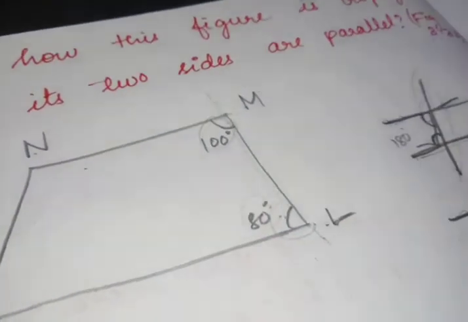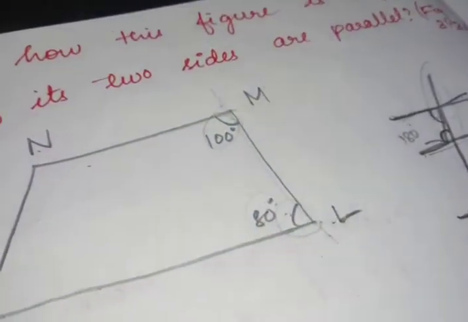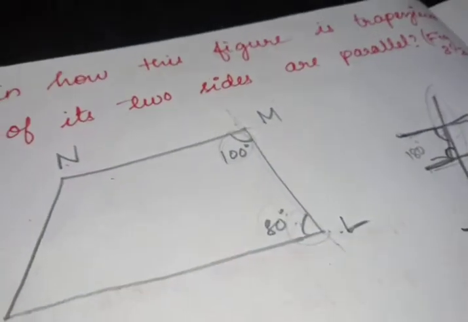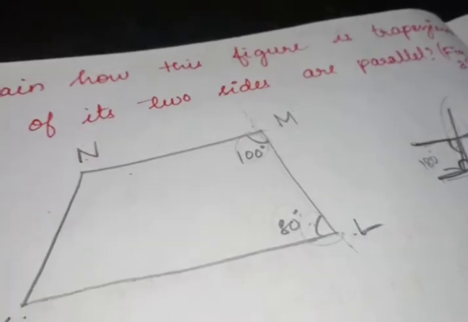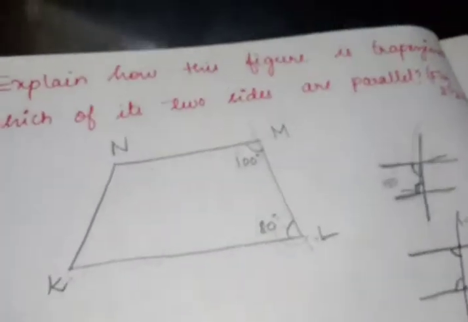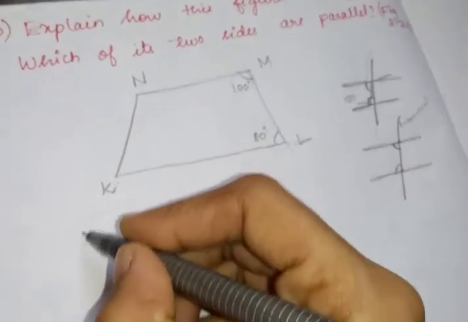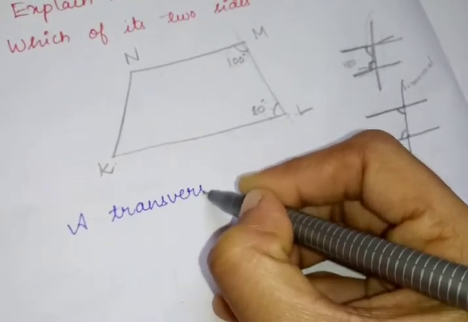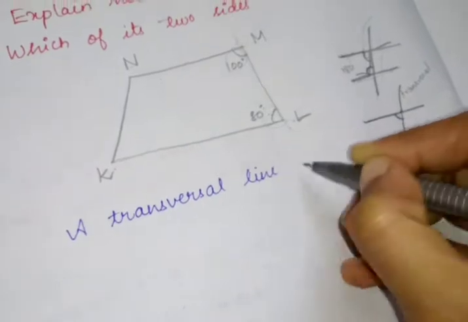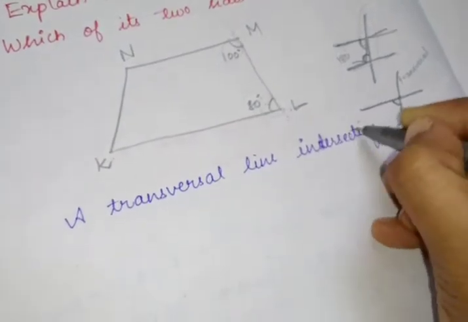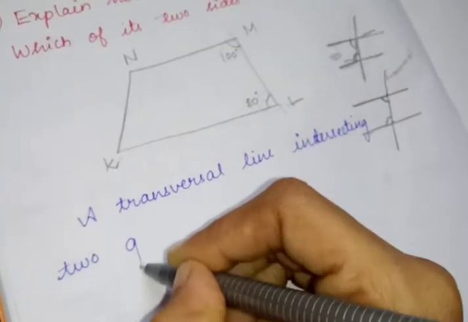I told you if any one pair of sides of the quadrilateral is parallel, we say that figure is a trapezium. Listen once again, I'll teach you by writing, so that it will be easy for you to understand. What is the property I told you? A transversal line intersecting two given lines, okay?